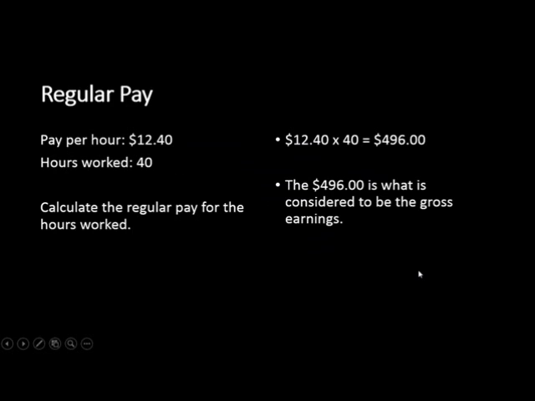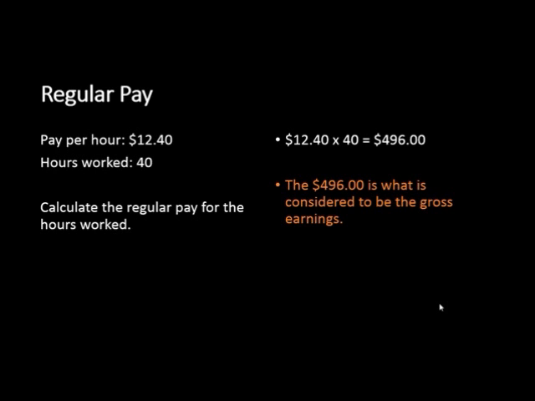Regular pay and overtime pay. Regular pay is calculated by multiplying the hours worked by the pay per hour. In this case, this employee earns $12.40 an hour, and for a 40-hour work week would be paid $496. The $496 is what is considered to be the gross earnings if there were no overtime hours.